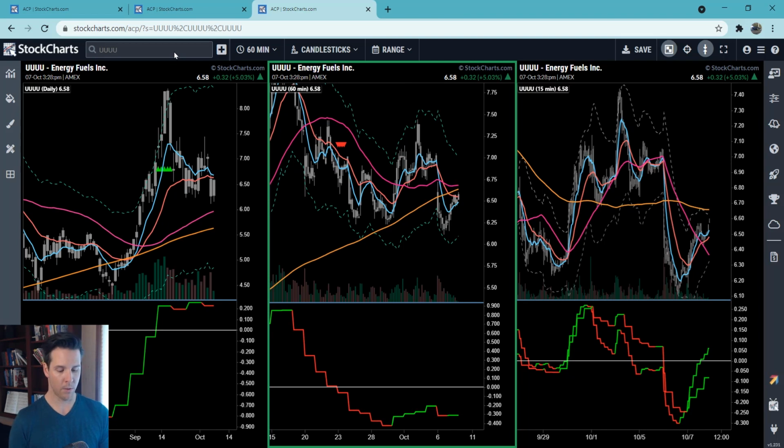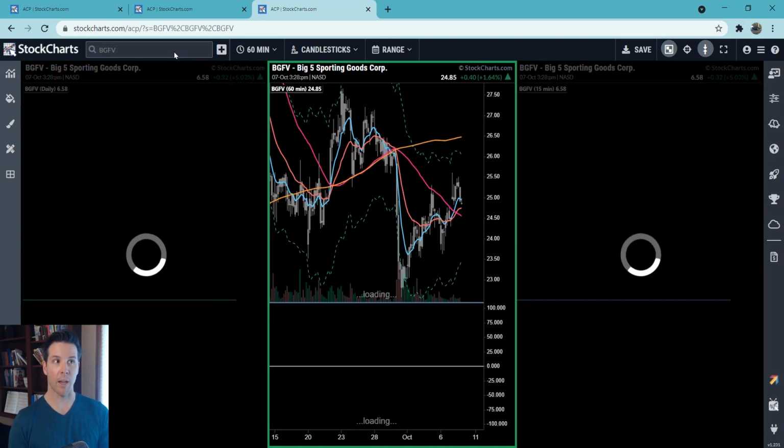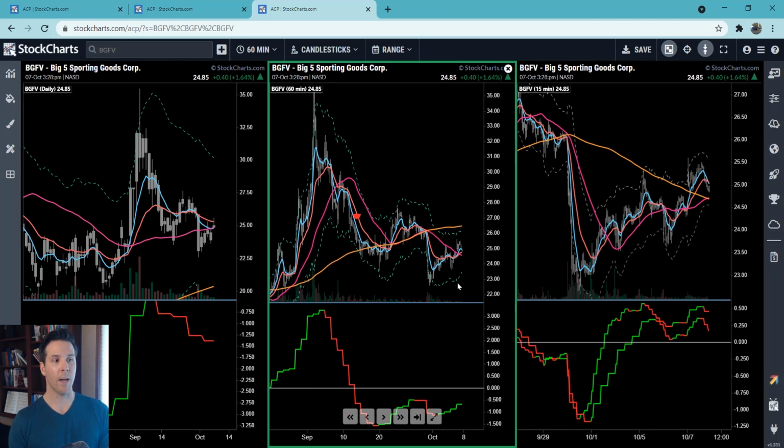Remember, and I'll step back to BGFV, Big Five. And remember, Big Five had the same situation. You guys see the same thing right here, how price was over the hourly 50 and the Moxie indicator was below zero. This was back when one of the first weeks that I was here at StockCharts.com telling you guys about the Moxie indicator and how it works. You could see the same thing. It was real time. I was telling you, yeah, I kind of see this.